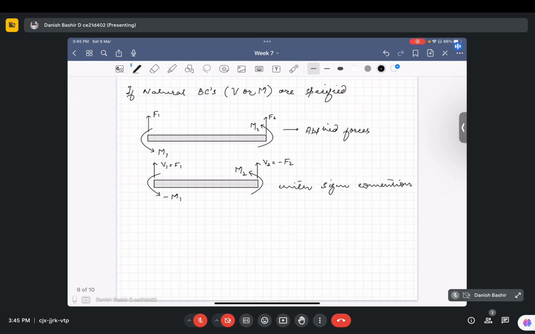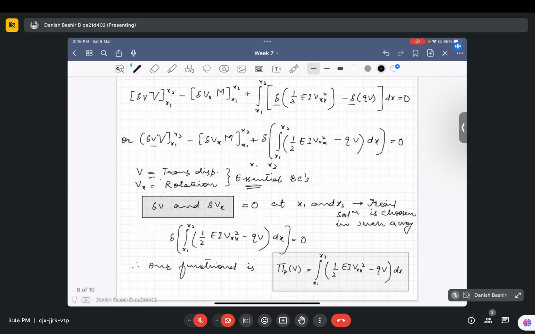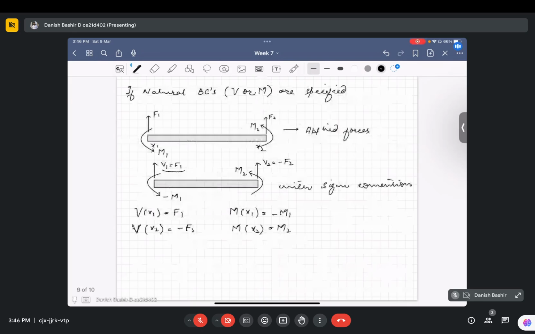Using this, we can see that the shear force at point x1 is equal to F1. This is x1, this is x2. So Vx1 is equal to F1 and Vx2, this is capital V, remember that, is equal to minus F2. And our moment at x1, Mx1, is equal to minus M1 and the moment at x2 is equal to M2. So we have to use these things here, that is Vx1, Vx2, Mx1, Mx2. So we will substitute these values.